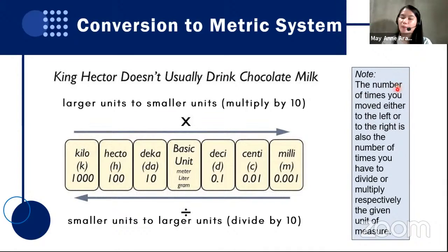Take note that the number of times you moved either to the left or to the right is also the number of times you have to divide or multiply, respectively, the given unit of measure. Instead of dividing or multiplying, you can just move the decimal point. Multiply to the right, divide to the left, because dividing and multiplying by 10 is quick. Again, larger to smaller, multiply, because the value will get bigger. And for smaller units to larger units, you need to divide by 10.